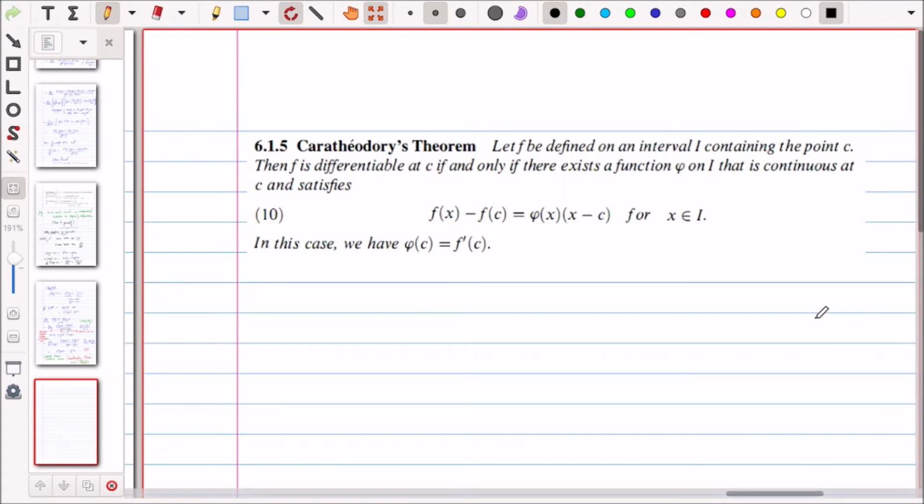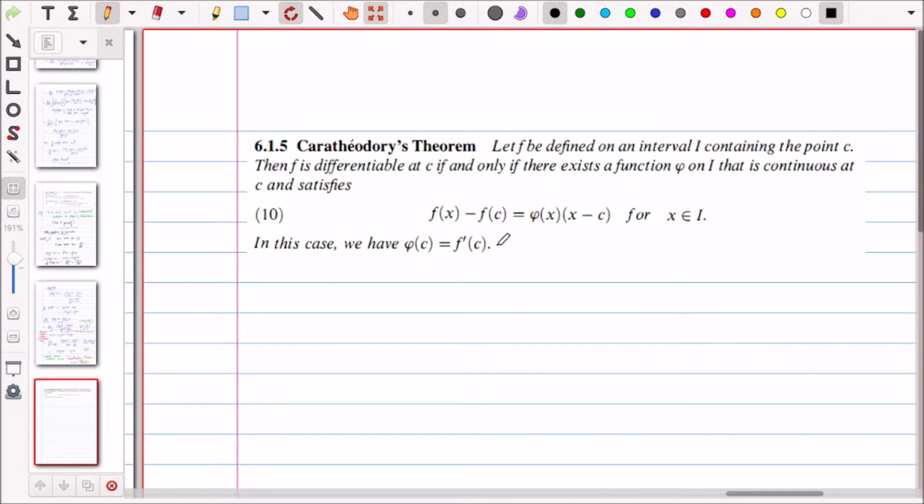So what it says is that if you have a function f defined on an interval I which contains the point c, then f is differentiable at c if and only if there exists a function phi on I that is continuous at c, and which satisfies the property that f(x) minus f(c) is equal to phi(x) times (x minus c) for all x belonging to I, and in this case the value of the function phi at c is equal to f dash c, okay?